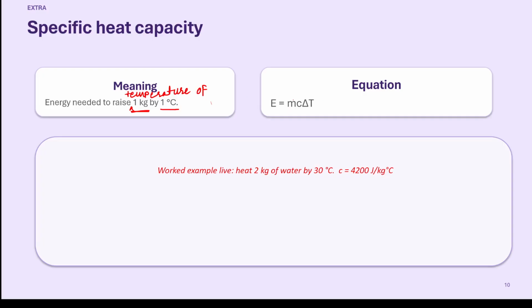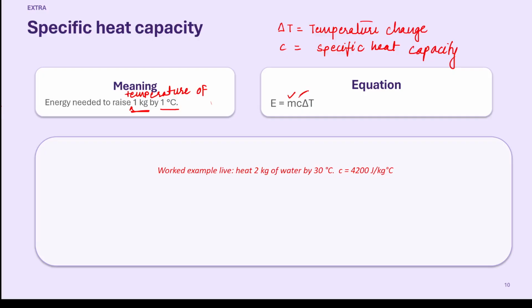Equation you have in your equation sheet, mass, C is specific heat capacity. This triangle, it means change. So this means temperature change. Okay. Now remember, whenever a body is being heated up, how much energy it would take would depend on its specific heat capacity. So the specific heat capacity of water is 4200 joules per kg per degree Celsius.